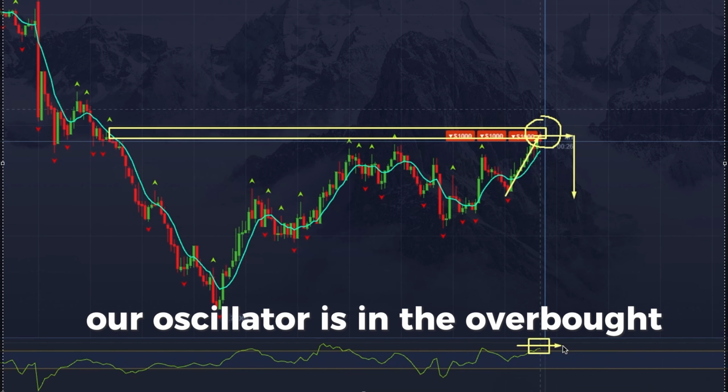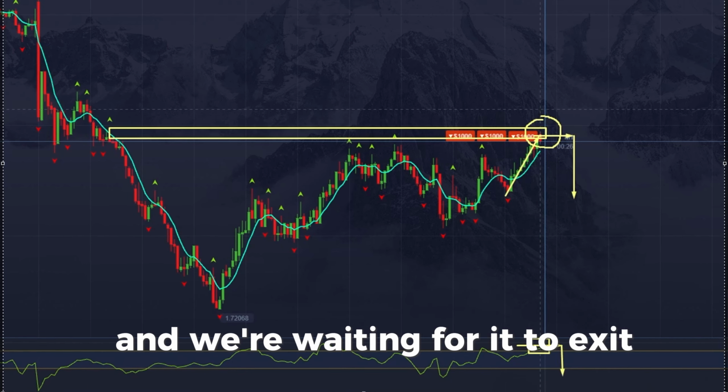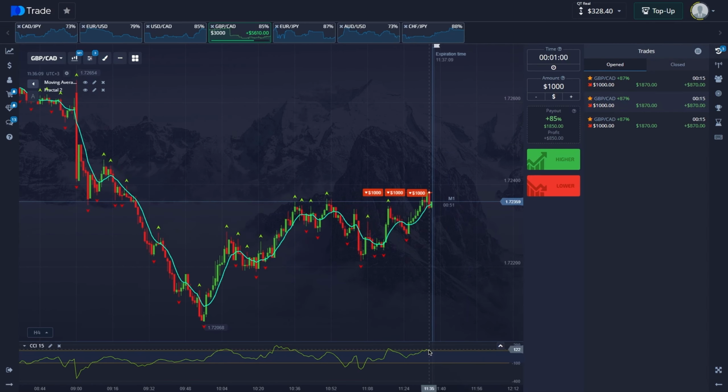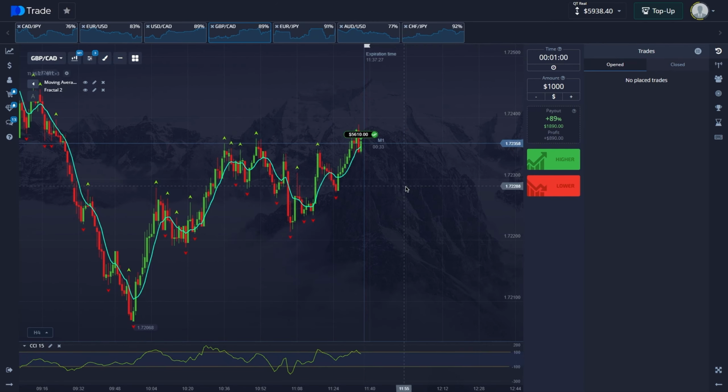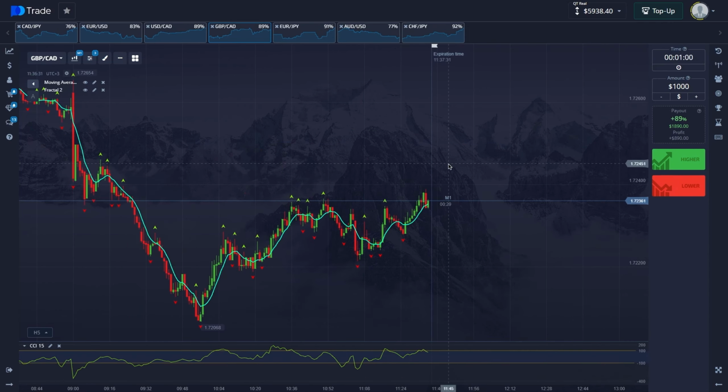Our oscillator is in the overbought zone, and we're waiting for it to exit. It's already happened. The moving average has crossed it. Just over 10 seconds left. Let's watch the result. And our final trades close in profit. With this result, I'll be wrapping up my trading for today.